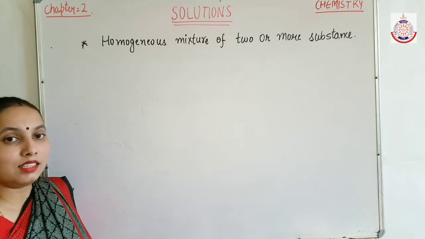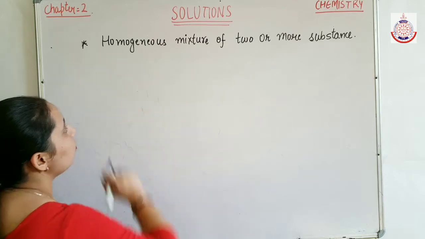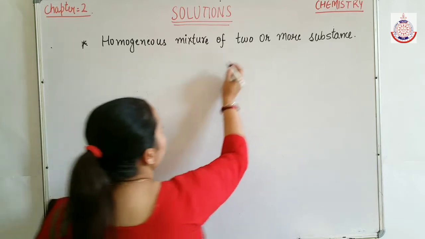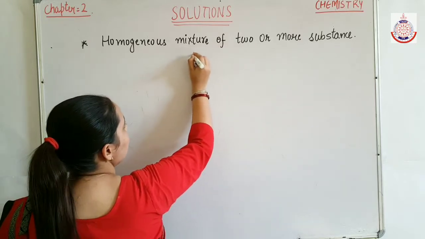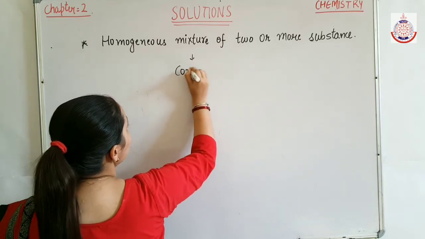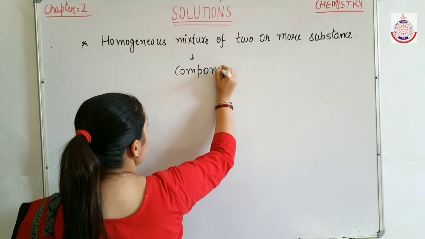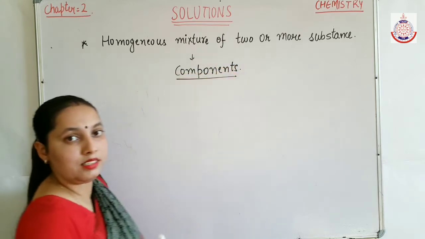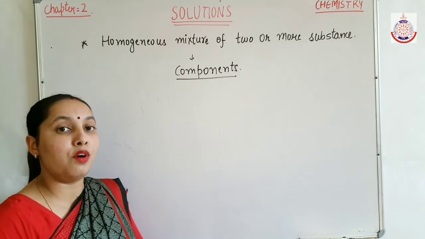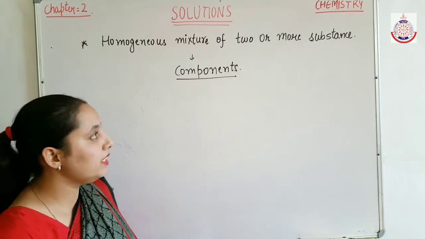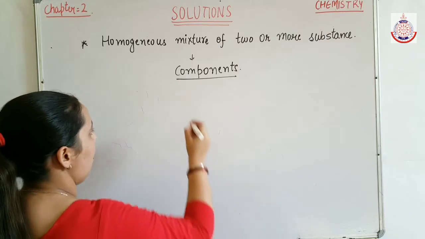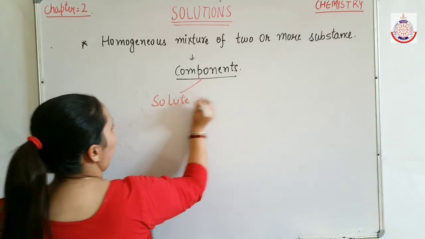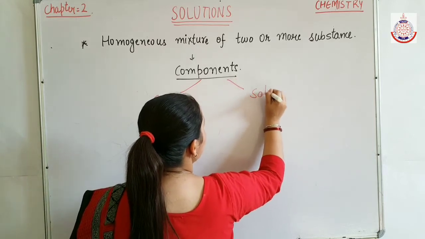So now let's discuss some more about it. Solutions are made up of substances, right? The substances from which it is made up are known as components. So what are components? Components are the substances which form the solution. Basically we have two types of component: one is solute and the second one is solvent.